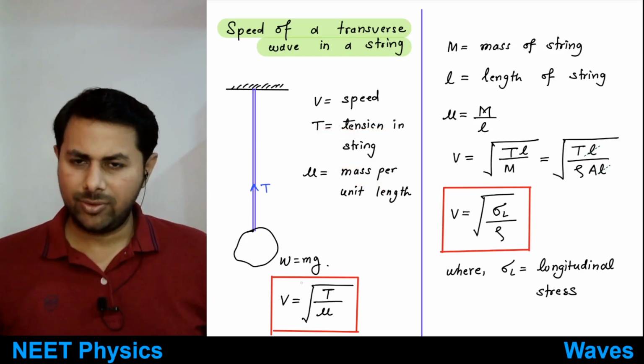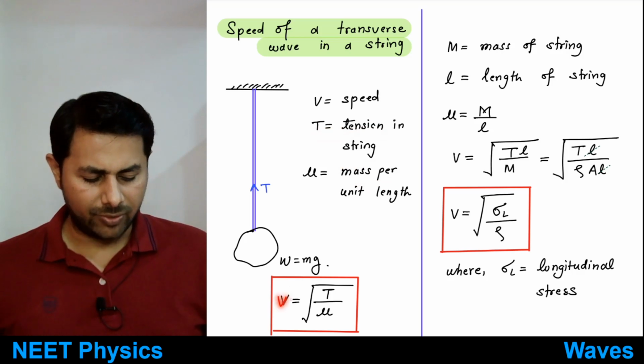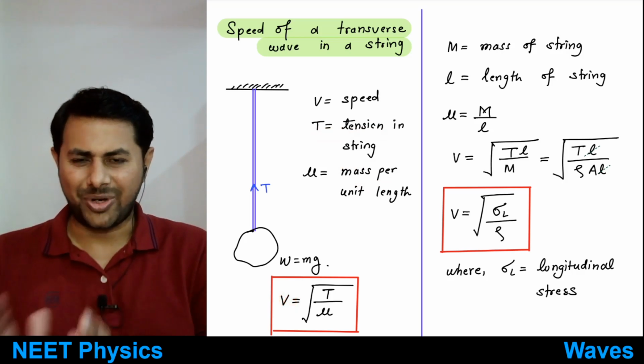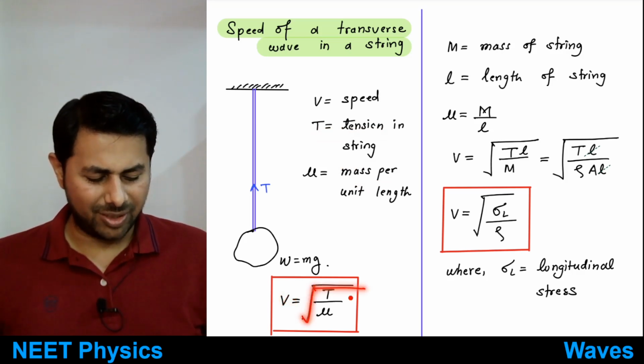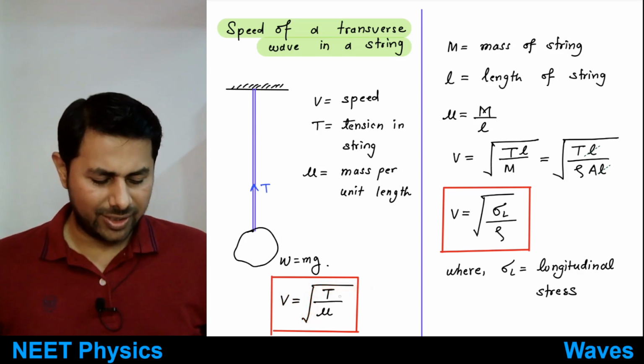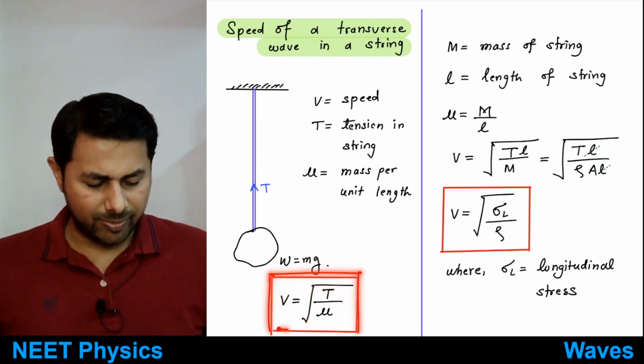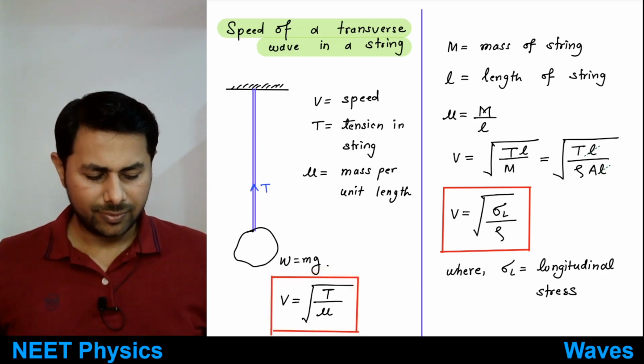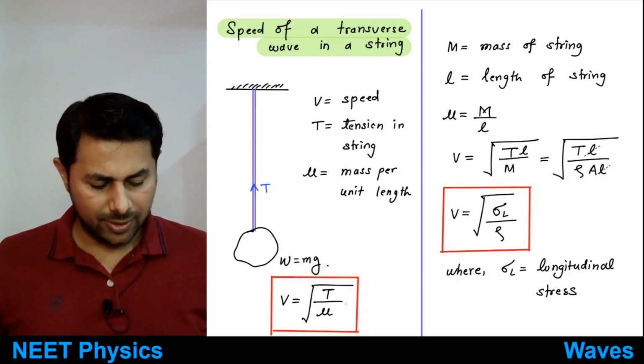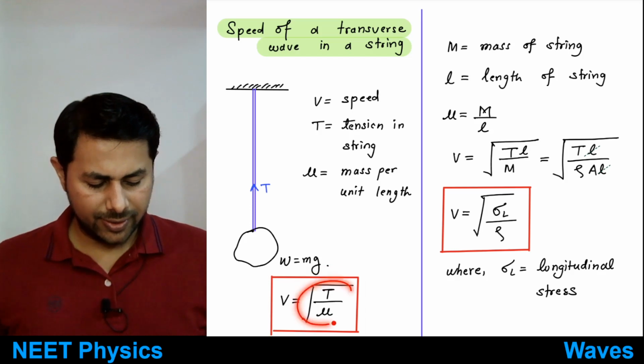So if we do dimensional analysis, we can find out that v is equal to some constant multiplied by the square root of T by mu. What is T? T is the tension and mu is the mass per unit length. And we need to remember this formula. Right, this thing is clear to everyone.